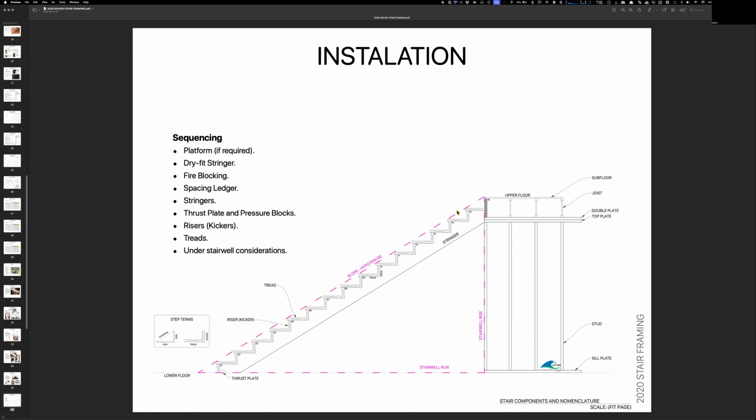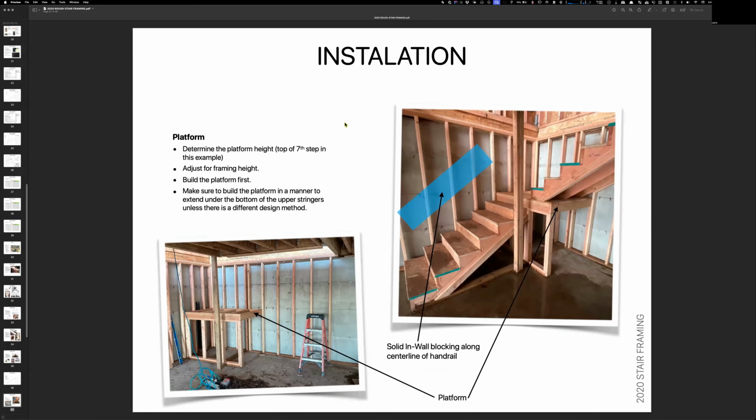Then you dry fit all your stringers. You cut one and dry fit it. If it works, then you cut them all. Then I put in fire blocking in the walls. Then I attach the spacing ledger to that, and I think I got a picture of that somewhere.